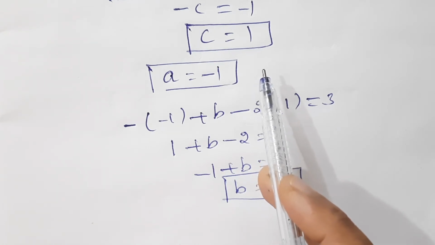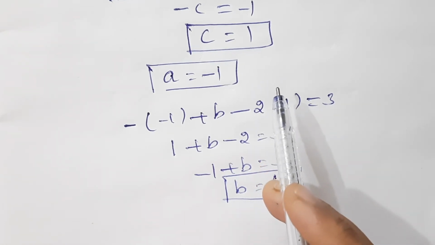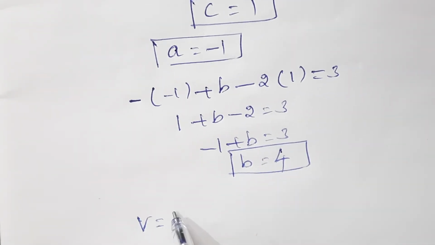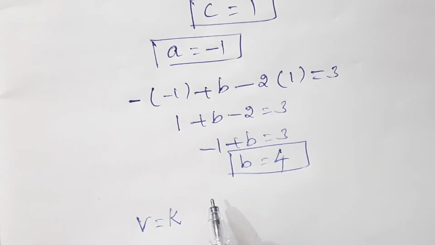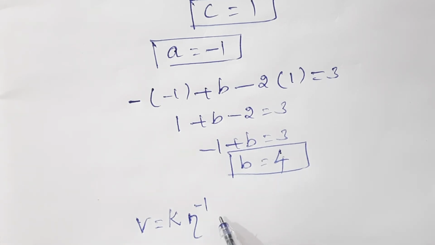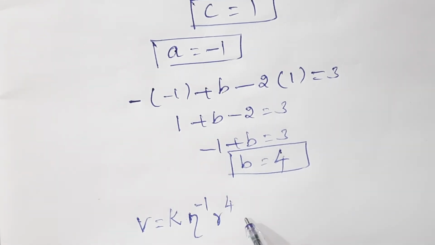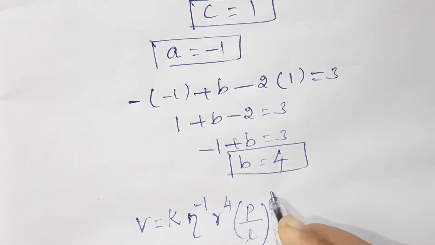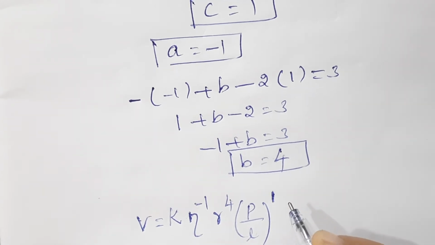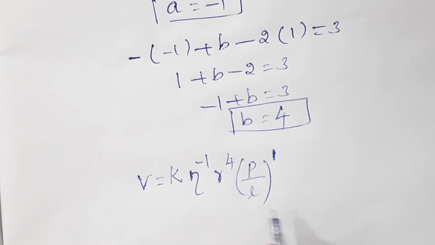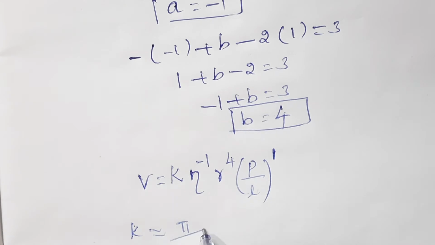Understand? So when we substitute these powers in the equation, we get V is equal to K into eta power minus 1, R power 4, and P by L the whole power 1. The value of K is experimentally found to be pi by 8.